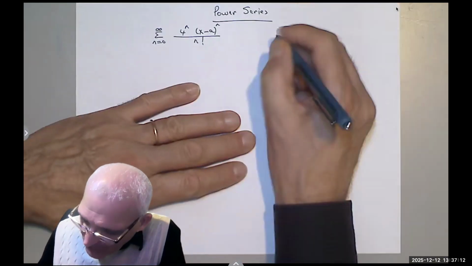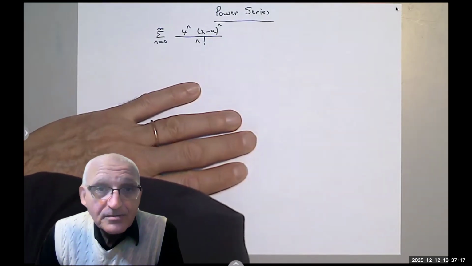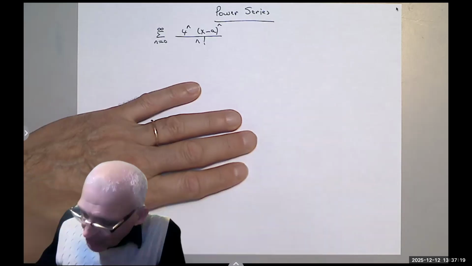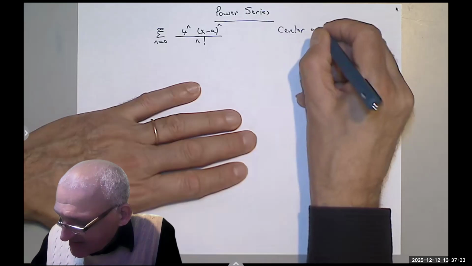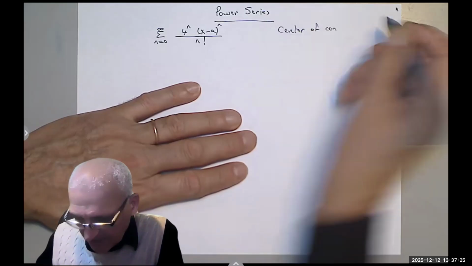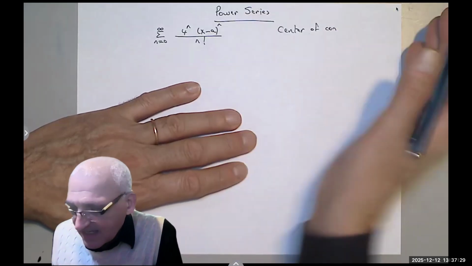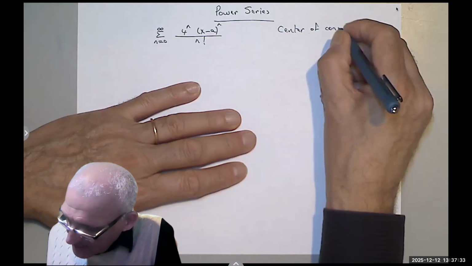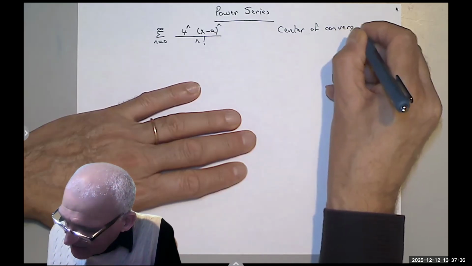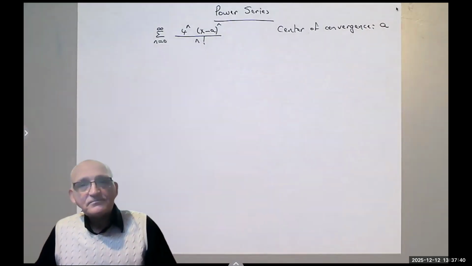But we know for sure that x equals a will converge, right? When x equals a, it converges. So that's why we call that the center of convergence. And this is the easiest thing anybody can find. If it's just x by itself, then the center of convergence is 0. If it's anything else, you just subtract that number. The center of convergence is a. x equals a.